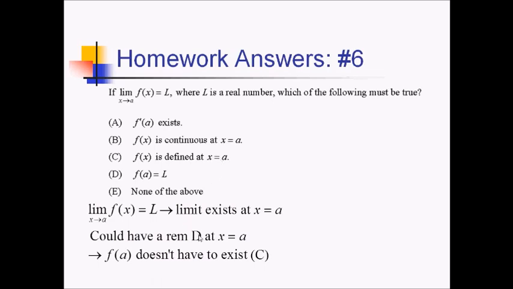If you have a removable discontinuity, that means that you're definitely not continuous, which is going to eliminate choices B and also D. I mean, B pretty much spells out we're continuous at a. D is saying the function value equals the limit, which implies that they both exist and that they equal each other, which is continuity written a different way. So B and D can be eliminated based off of the lack of continuity at a whole. And if we're not continuous, then our function certainly isn't differentiable at x equals a. So that eliminates answer choice A. That leaves only E, none of the above.